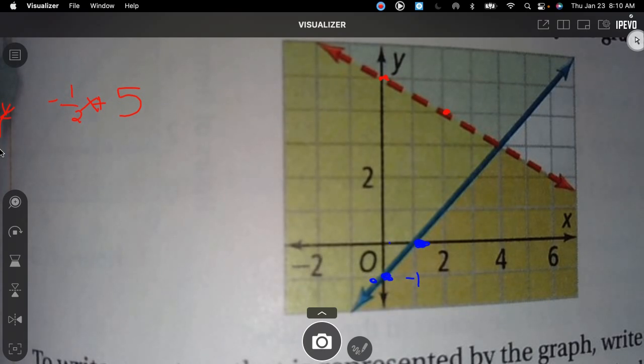It's below it. So we're looking at a less than sign, and is it equal to? Yeah. It's a dot, it's a solid line. So it is equal to. So we're saying y is less than or equal to, and what was my slope again? 1x. And then what was my starting point? -1. Y is less than or equal to x minus 1.